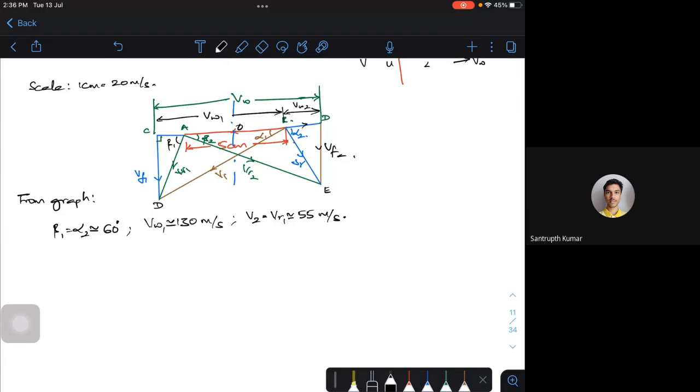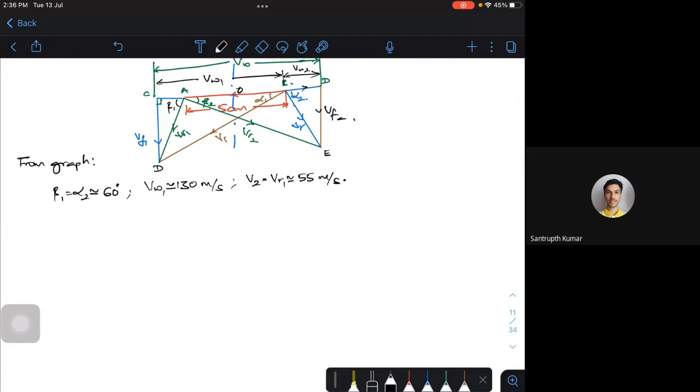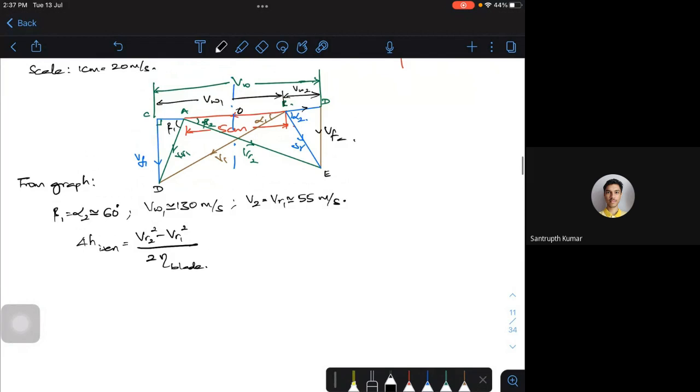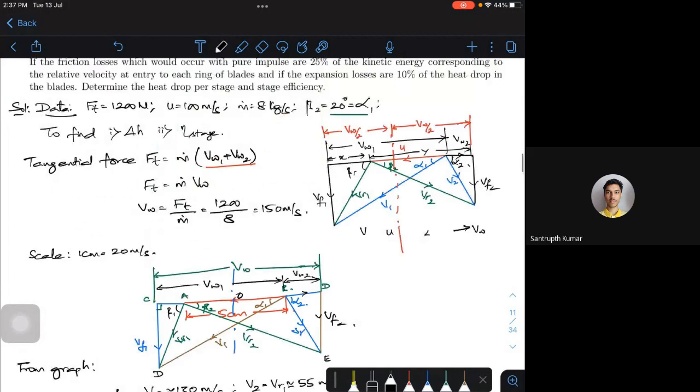Now, for a Parsons turbine, the change in isentropic enthalpy drop is given by VR2 square minus VR1 square divided by 2 times your blade efficiency, or vane efficiency, or nozzle efficiency, whatever you want, just write it. Now we will go back. So what is this efficiency they have given?